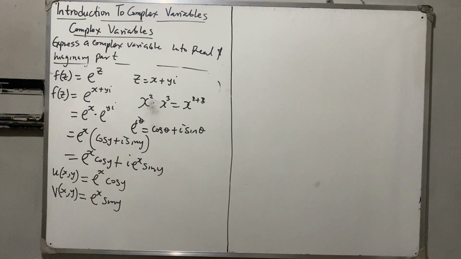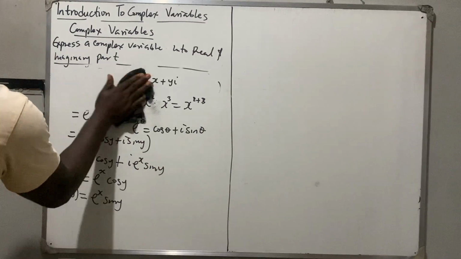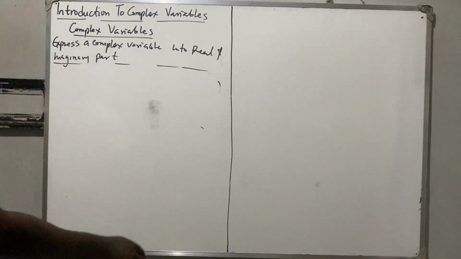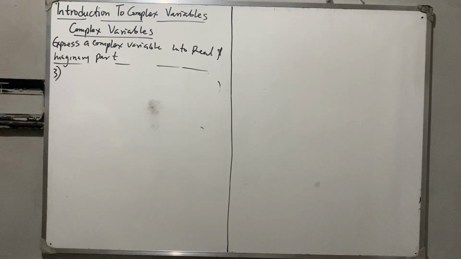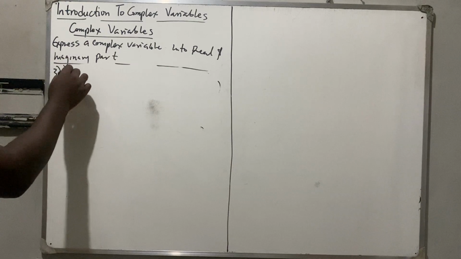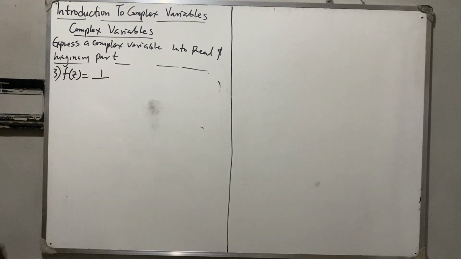So we move to the next question. Question number 3. So for question number 3, they gave us that f of z is equal to 1 over z squared. Okay, 1 over z squared. So now this is very, very simple. What do we do? The same method, it does not change.